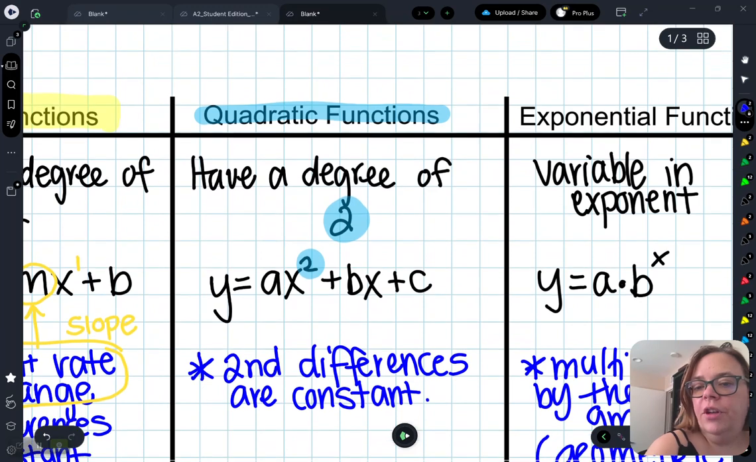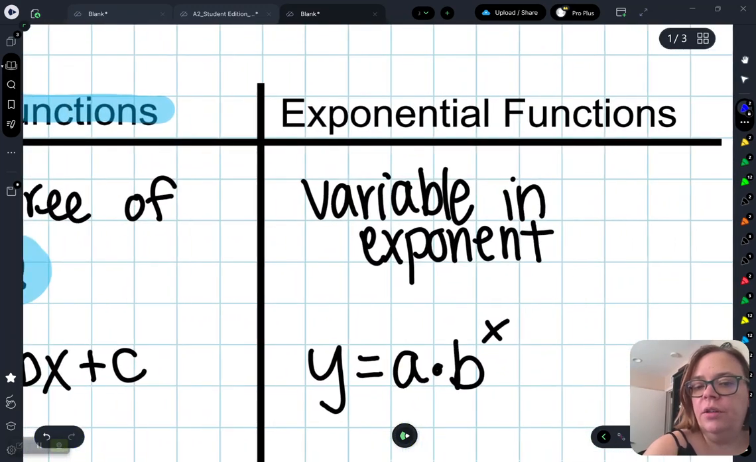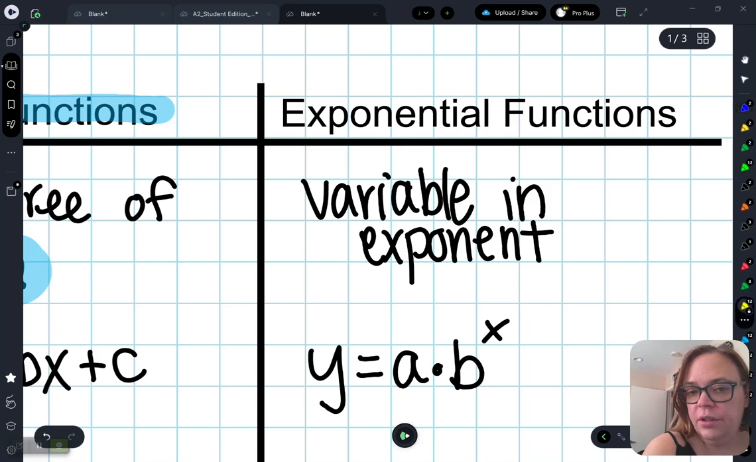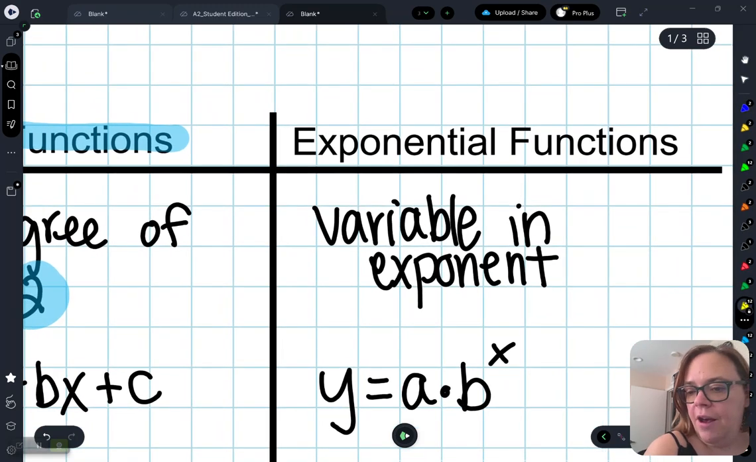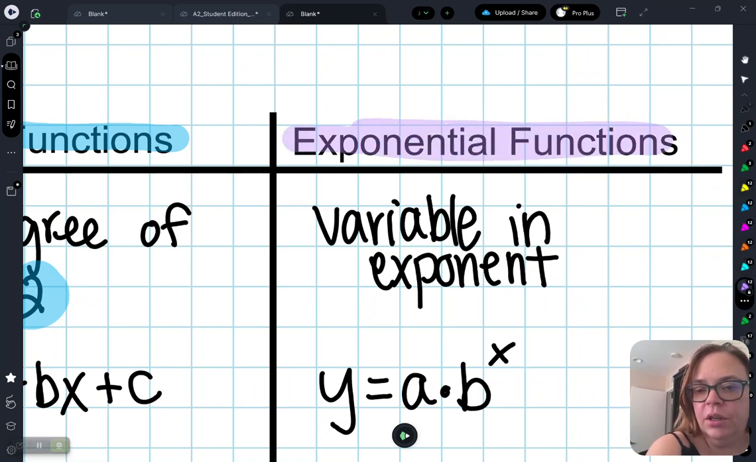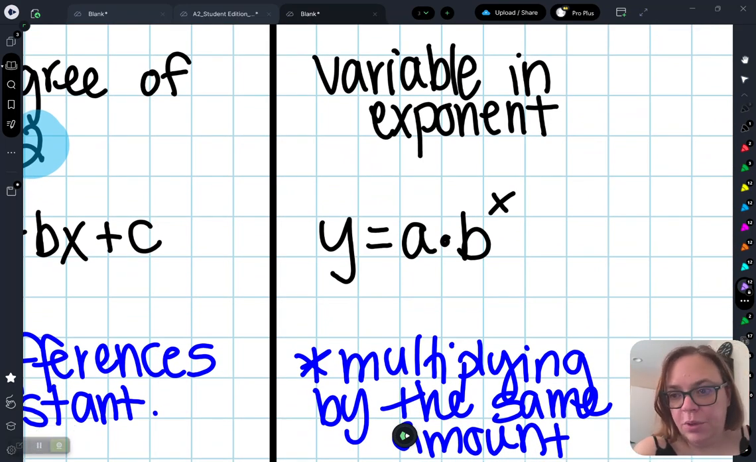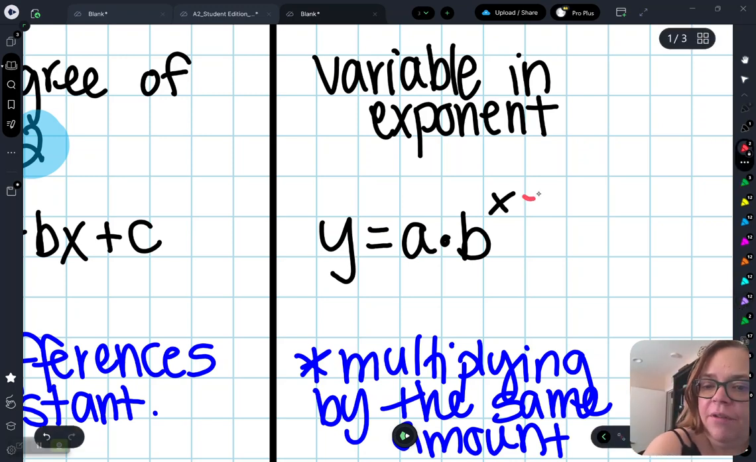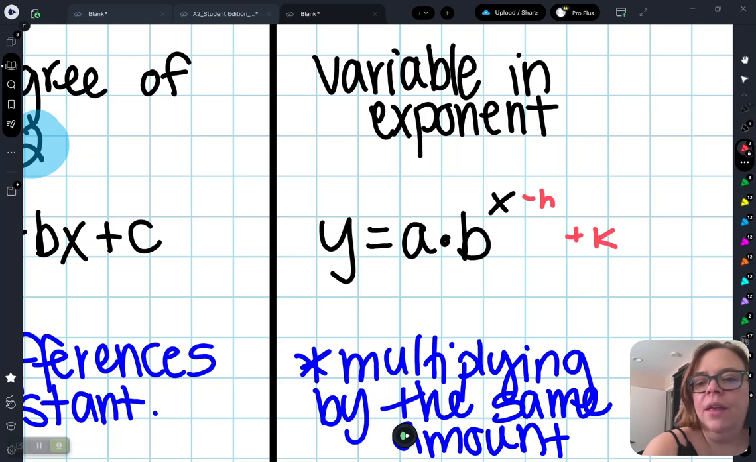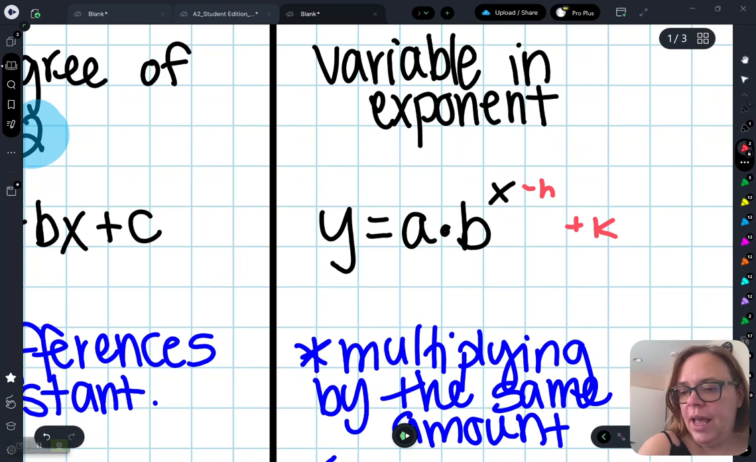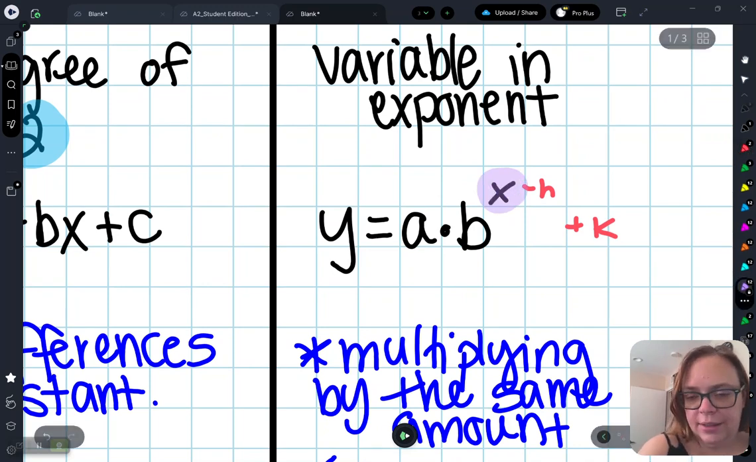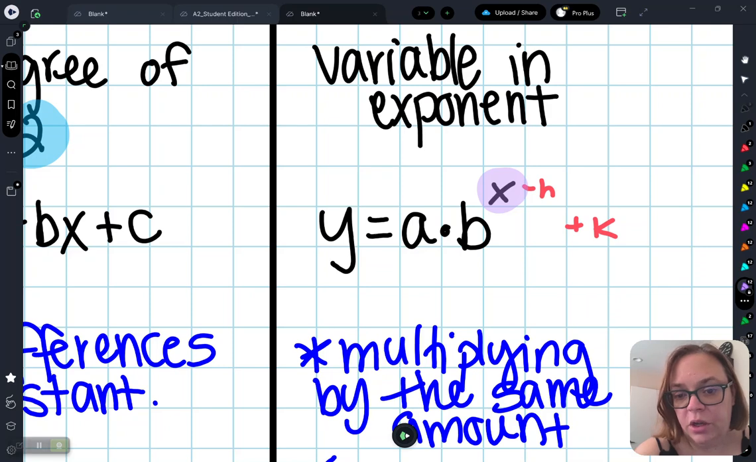All right, and the last type of function we're going to look at is exponential functions. Exponential functions have a variable in an exponent position. They can look like this: y equals a times b to the x power. They can also be a little bit shifted, like you might have a minus h plus k, where that just means it got moved left, right, up, or down. But notice that the exponent is an x. That's the key part of an exponential equation.